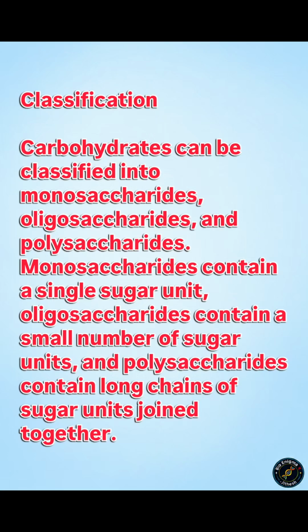Classification. Carbohydrates can be classified into monosaccharides, oligosaccharides, and polysaccharides. Monosaccharides contain a single sugar unit. Oligosaccharides contain a small number of sugar units, and polysaccharides contain long chains of sugar units joined together.